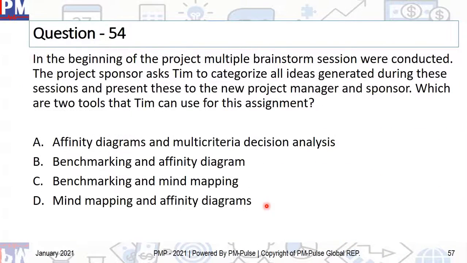All right, let's move on to question number 54. In the beginning of the project, multiple brainstorm sessions were conducted. The project sponsor asks Tim to categorize all ideas generated during these sessions and present these to the new project manager and sponsor. Which are two tools that Tim can use for this assignment? A. Affinity diagrams and multi criteria decision analysis. B. Benchmarking and affinity diagrams. C. Benchmarking and mind mapping. And D. Mind mapping and affinity diagrams.